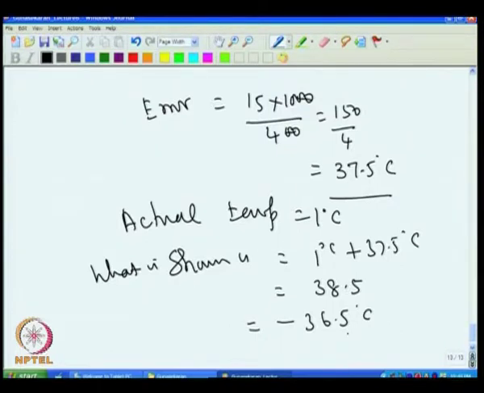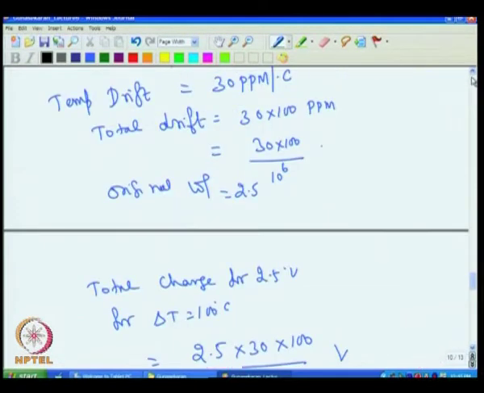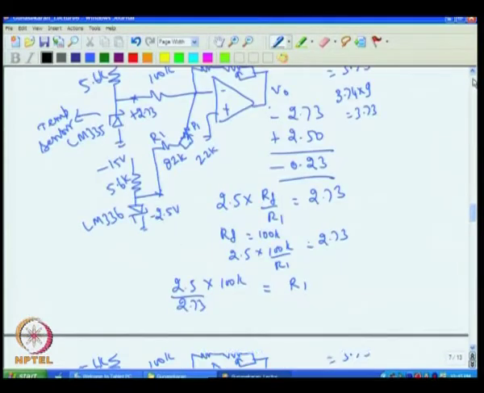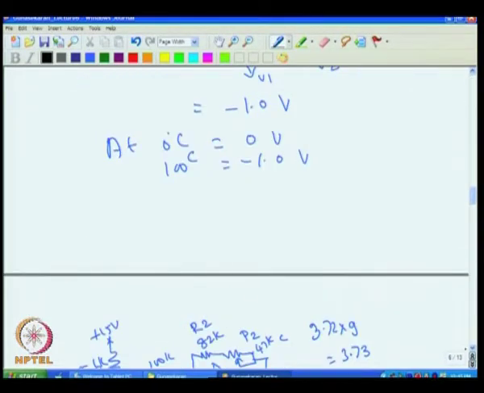So offset voltage drift is a significant problem in low level DC voltage amplification. One has to worry about this offset voltage drift as well. So if I go back to our circuit, that is our temperature indicator that we were discussing, those are the errors involved.